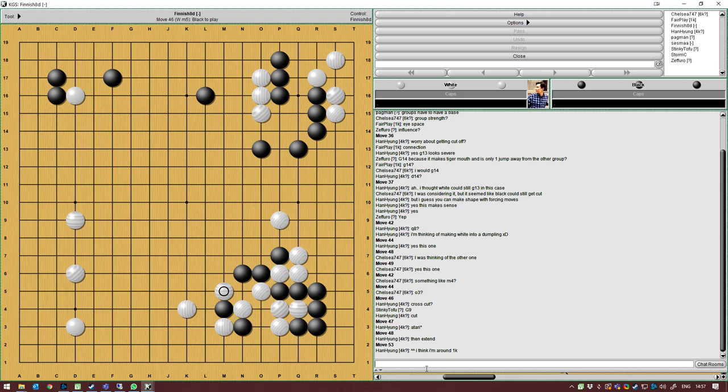So even if White cuts here, you cut here. Yeah, now you can make the exchange and they will run. White will need to deal with the bottom crisis. He cannot care about the center, and the black group will be strong.